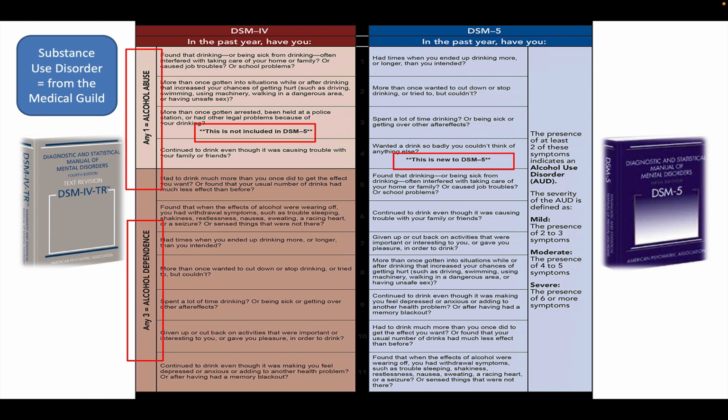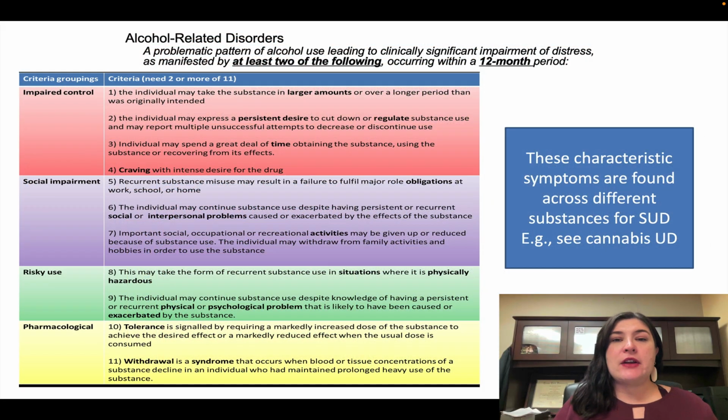So all of the criteria that are listed here, you would need at least 2 within the last 12 months. Mild severity is 2 to 3 symptoms, moderate severity is 4 to 5 symptoms, and then severe severity is 6 or more symptoms. So let's look at a specific substance use disorder, and this one is the alcohol use disorder. It is a problematic pattern of alcohol use leading to clinically significant impairment or distress as manifested in at least 2 of the following criteria over a 12-month period.